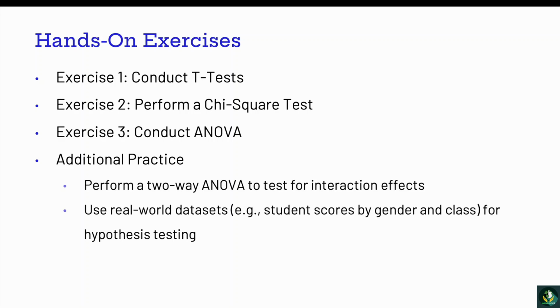Also, you can try to use real world data sets, for example, student scores by gender and class for hypothesis testing. You can find these data sets online, or if you are in a school or affiliated with a school, you can get data sets from there. And finally, you can visualize these test results using box plots or bar plots.